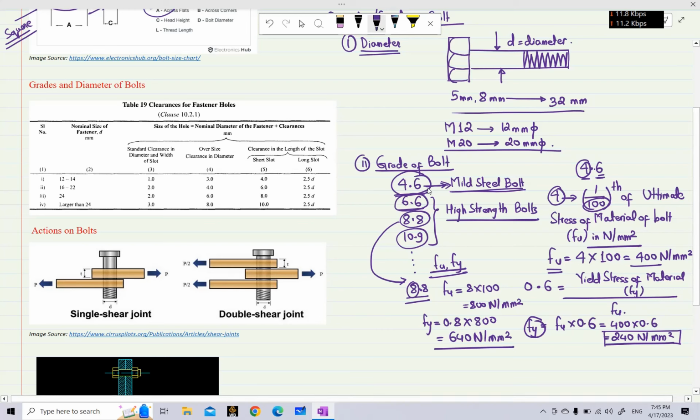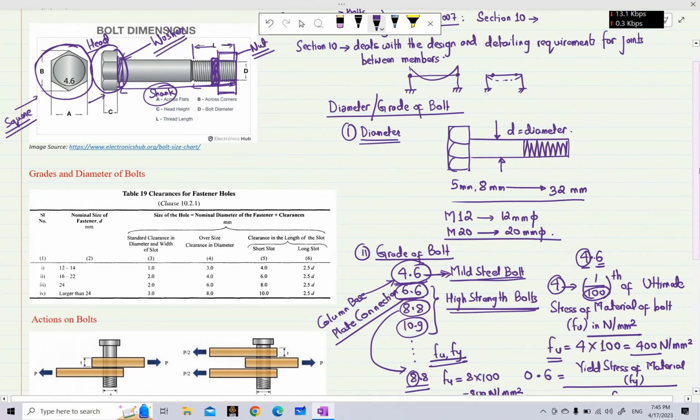Generally, we use high strength bolts for the design of different structural steel connections. However, in one particular case, we tend to use this mild steel bolt, and that is generally during the design of column base plate connection. So why do we generally prefer mild steel bolt for the design of column base plate connection? We will see that when we discuss the design of column base plate connection. So this is about the two properties of bolt that I intend to discuss. First is the diameter and another is the grade of bolt.